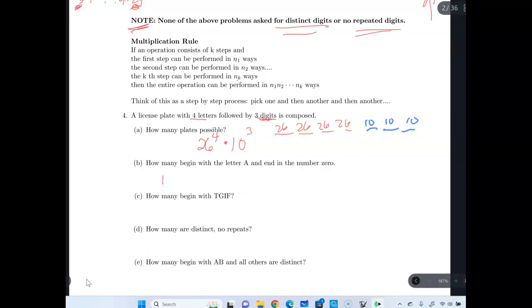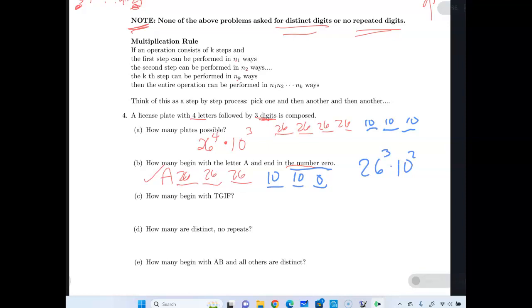Okay, so if I start with the letter A, and I already have one of my letters, right? So I only have 3 letters left to pick. And so I have 26 and 26 and 26. And then, it has to end in the number 0. So that means 0 is here. So I only have 2 numbers to pick. So that's a 10 and that's a 10. So I'd get 26 cubed times 10 squared number of ways.